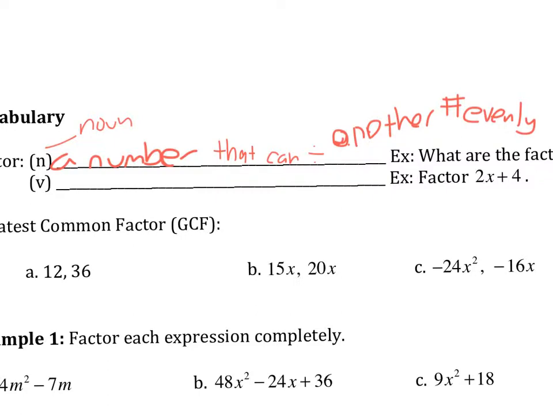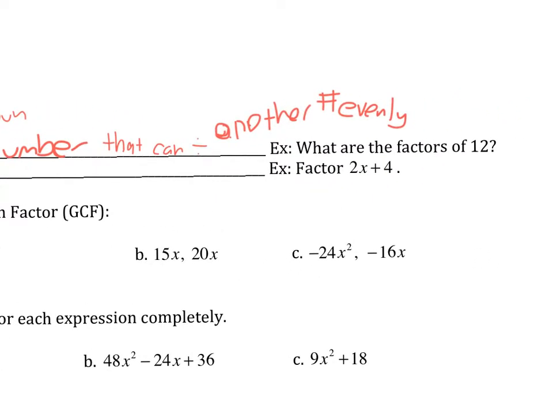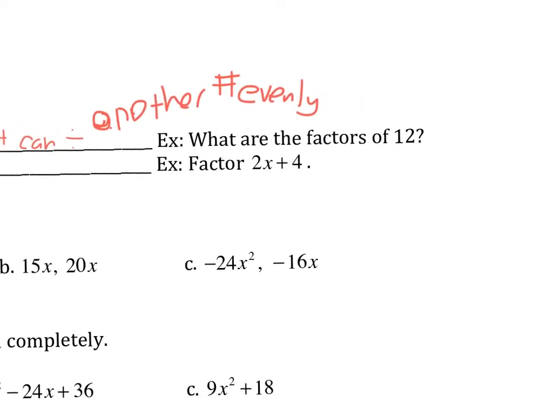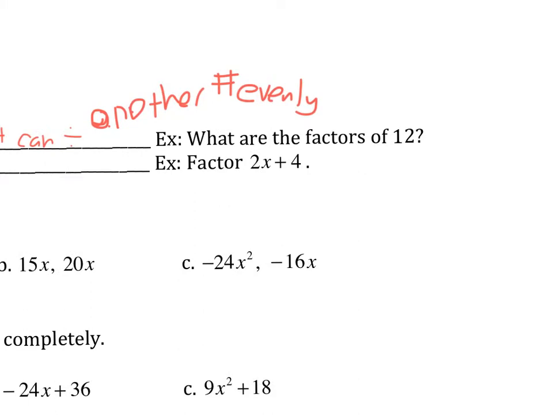So oftentimes you'll see it written like this. What are the factors of 12? And you could just think about how you can break up 12, and some factors of 12 are 12 and 1, 12 times 1. We could say 6 times 2. We could say 4 times 3. These are all factors. 12, 1, 6, 2, 4, and 3 are all factors of 12.